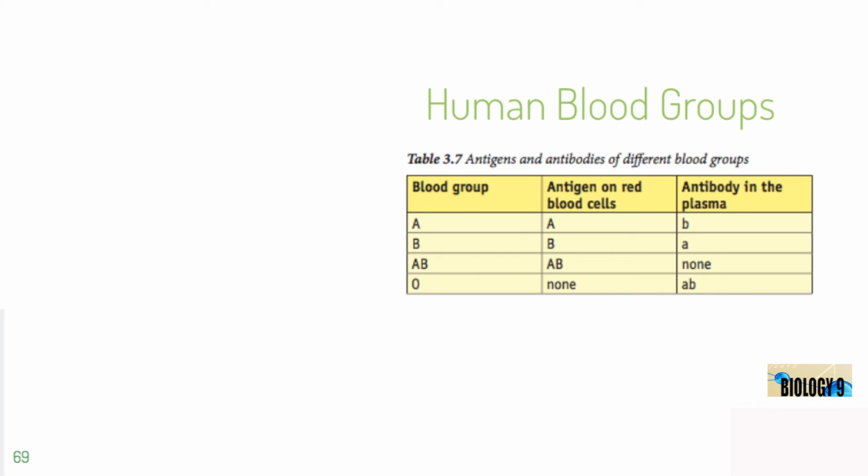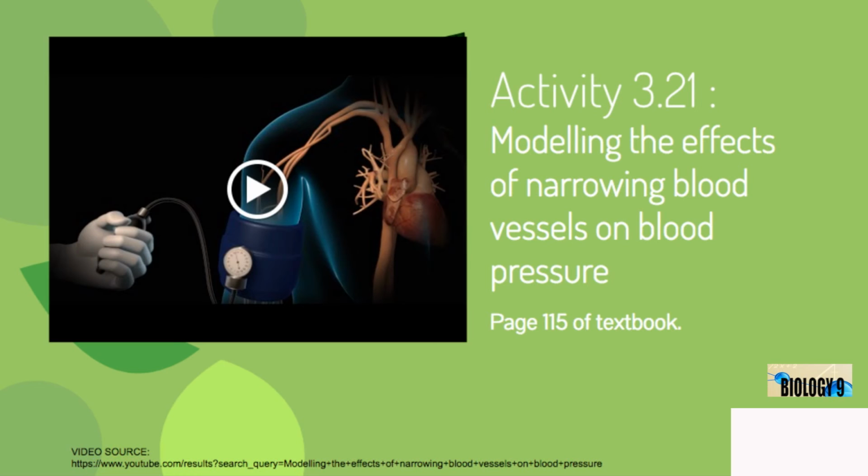All right, so moving on here, there's another activity, 3.21, about modeling the effects of narrowing blood vessels on pressure. This can be found on page 115 of the textbook.